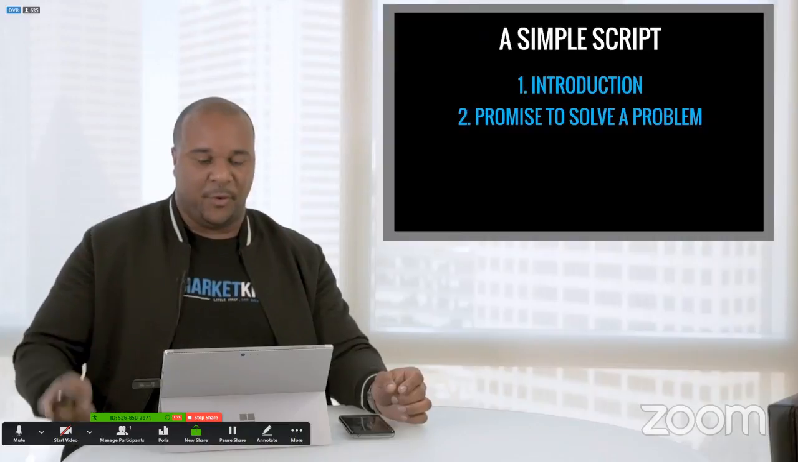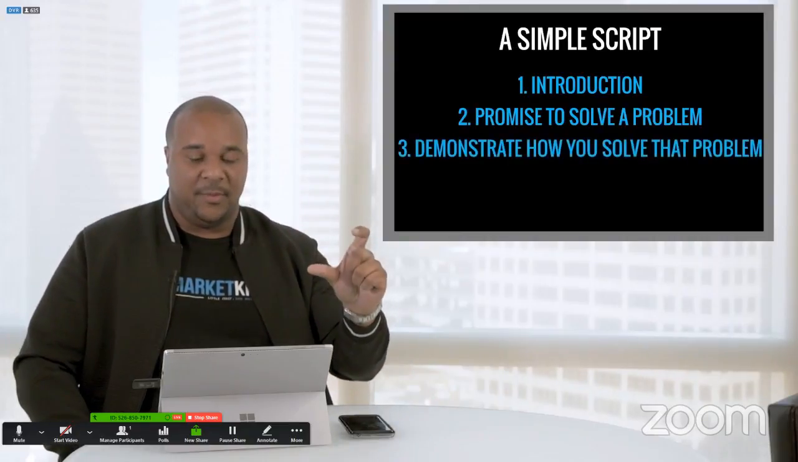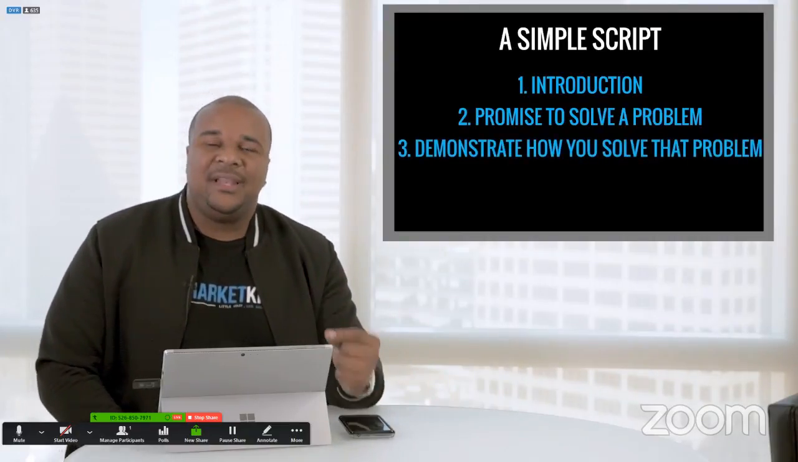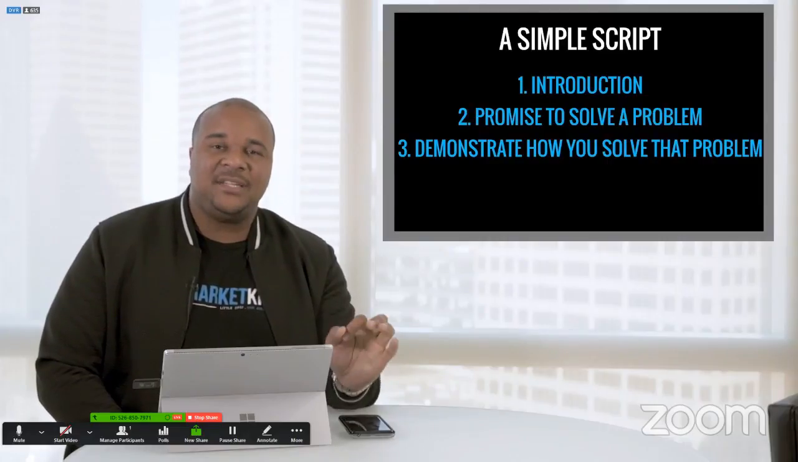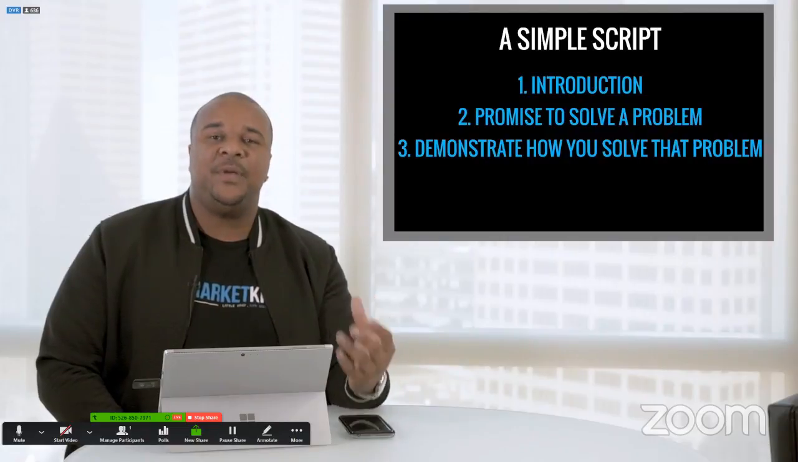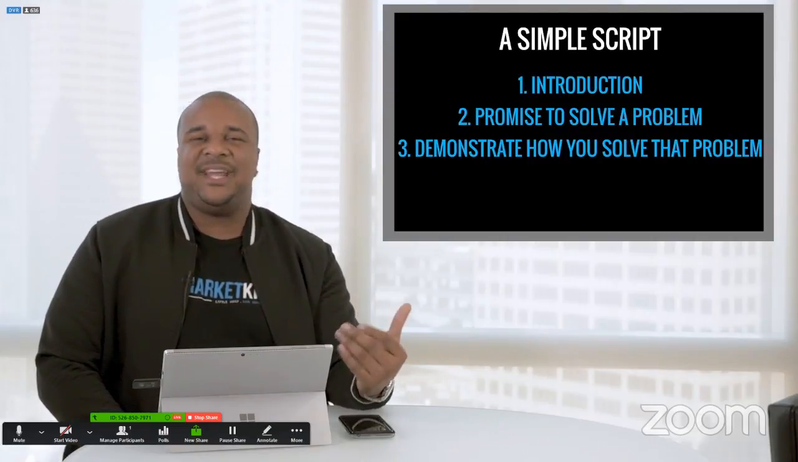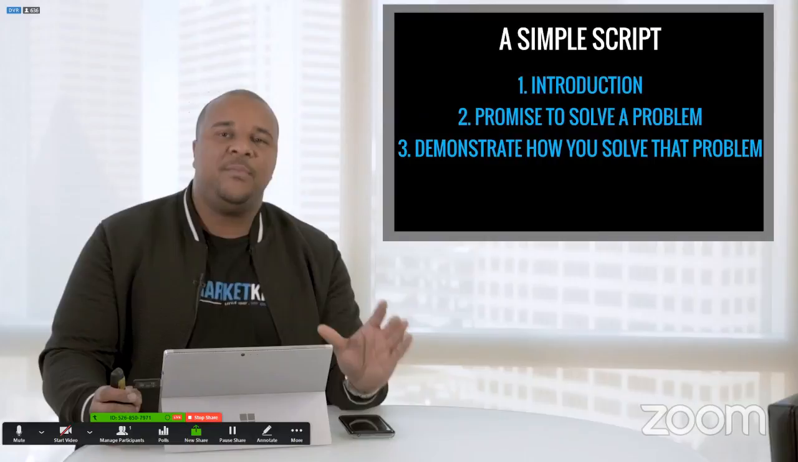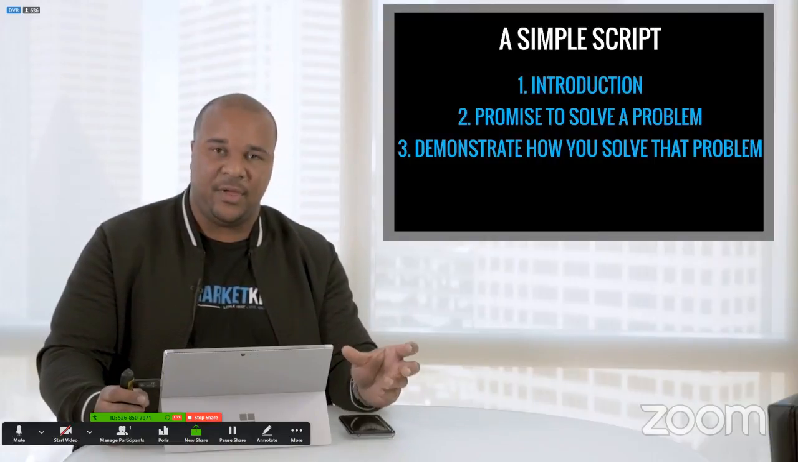Once we figure out this exercise, this is the actual script for it. It's introduction, promise to solve a problem. And then here's the part that a lot of people miss, and that's the demonstration. The demonstration. A lot of people, we're in this era right now where everybody wants to talk about how great they are.